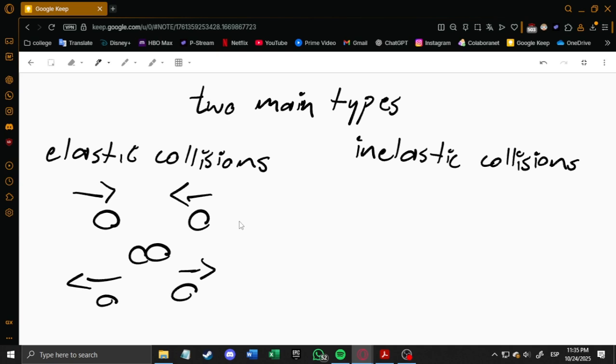And now in inelastic collisions, objects stick together after the collision. Momentum is conserved, but kinetic energy isn't, like in a car crash, for example.